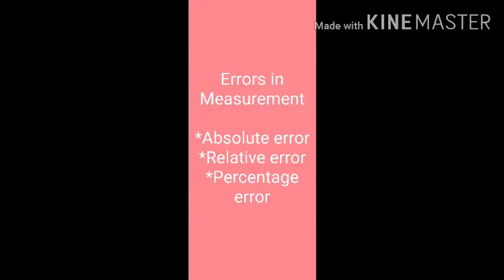Now we will focus on the next part, error in measurement. There are different types of error, that is absolute error, relative error, percentage error. Besides these, there are many types of error, like instrumental error, that is error in instrument, and error in measurement, but we will focus on absolute error, relative error and percentage error.